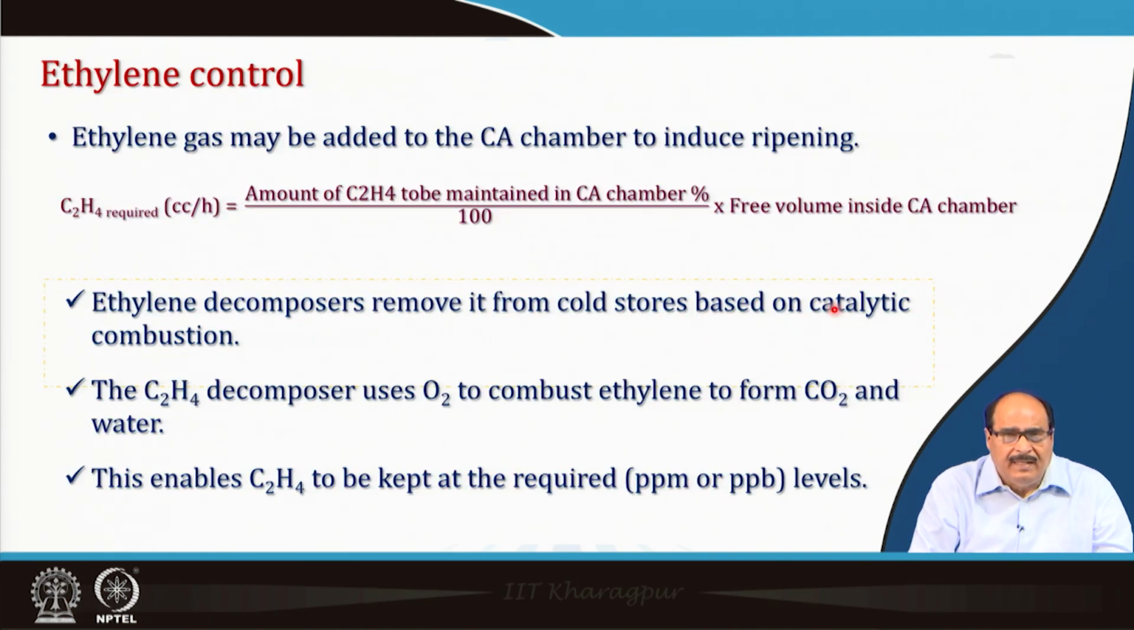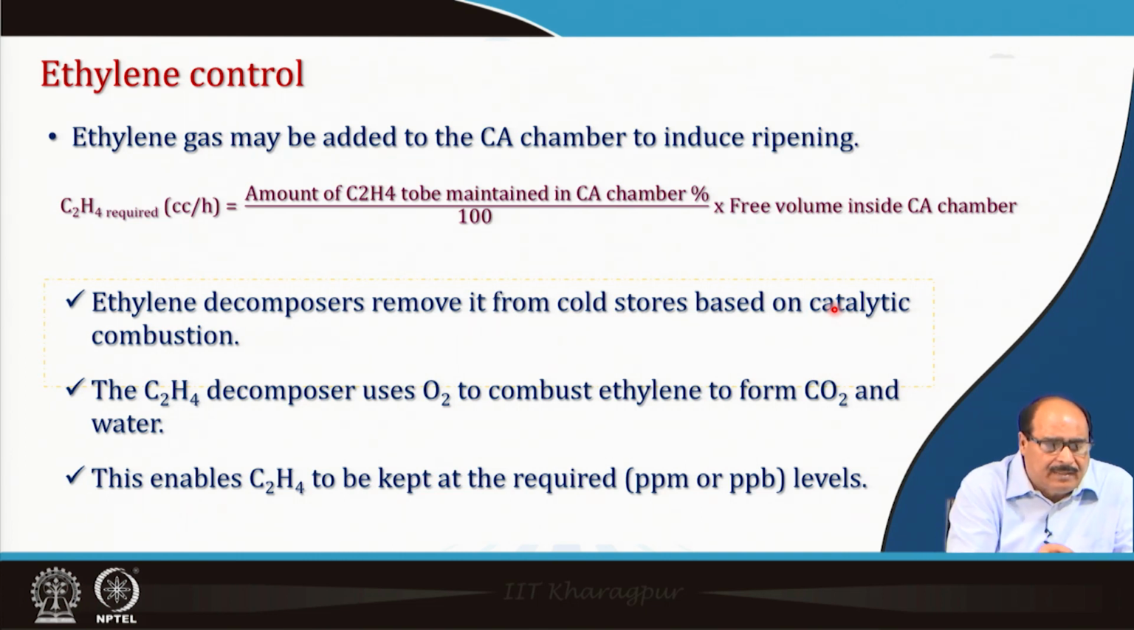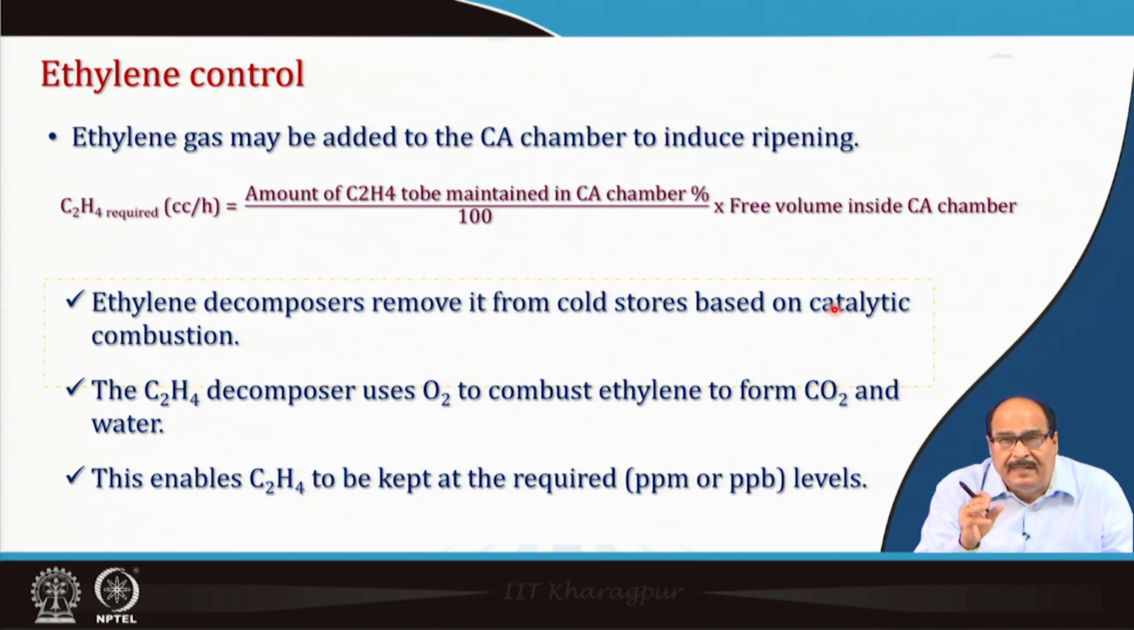Then ethylene control is another important aspect in the storage facility, whether you want to delay the respiration, delay the ripening or hasten the ripening. Accordingly, ethylene control is sometimes needed, because ethylene is the ripening hormone. So, ethylene gas may be added in the CA storage environment to induce ripening, and one can calculate it: the ethylene required is the percentage of ethylene to be maintained in the CA chamber divided by 100, multiplied by the free volume inside the CA chamber.